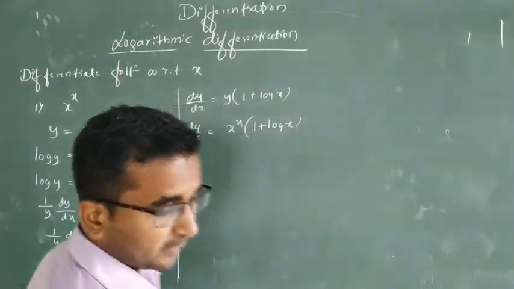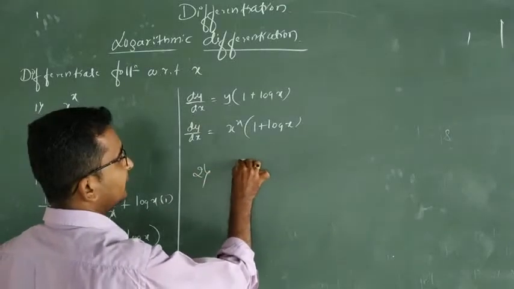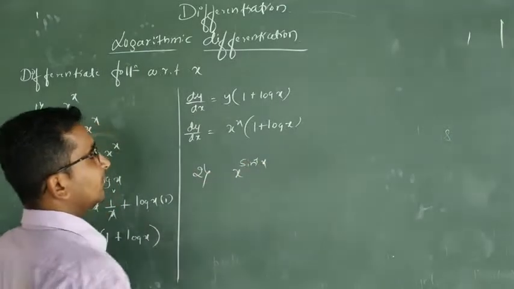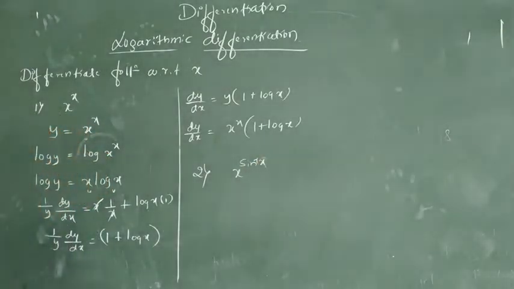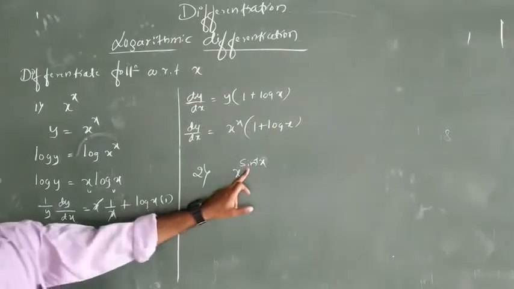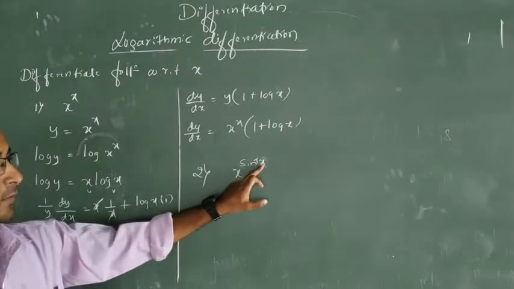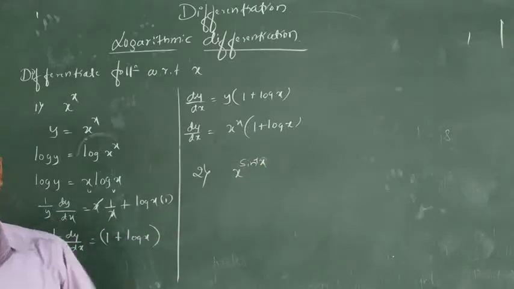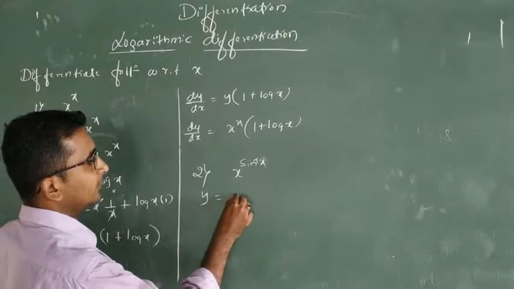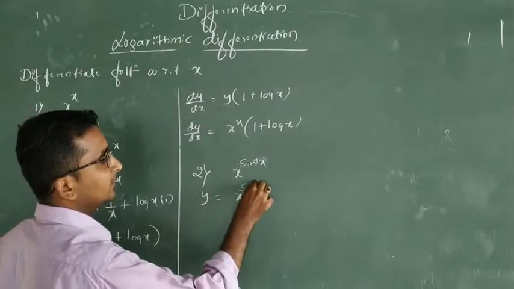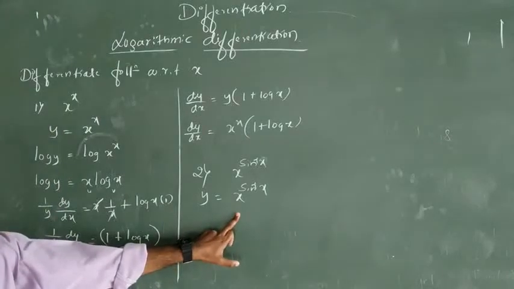One more example I will take. The second one, very simple. That is x raised to sine inverse of x. Here also x is in the exponent form. Here the sine inverse has the domain again x. So that's why we have to consider this one as y is equal to x raised to sine inverse of x.